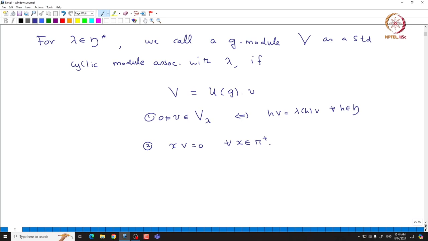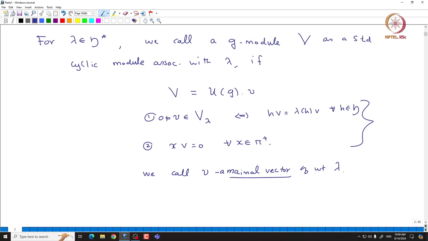If you have a cyclic module which is generated by a lambda weight vector that is killed by the n plus action, then we call that module V a standard cyclic module and that vector v a maximal vector, of course of weight lambda. These are all the terminologies used by Humphreys in his book, so we will follow those terminologies. So, if you have a cyclic module satisfying these properties, we call it a standard cyclic module, generated by a maximal vector v.